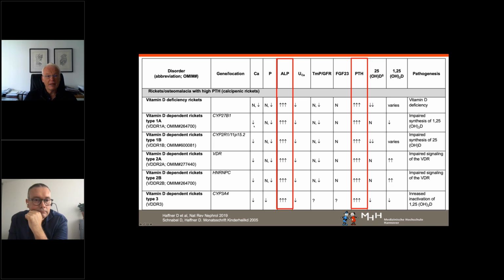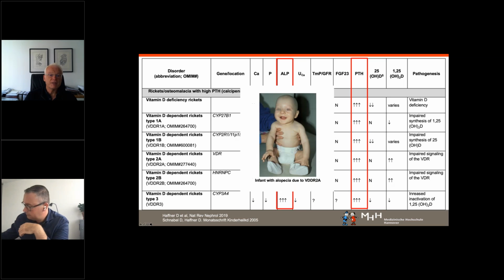In addition, many of those patients have a tendency for low calcium. However, it always depends on how long the disease has been present. And then you have to do a biochemical workup and then also the genetic workup. Sometimes it's easy, like in patients with vitamin D dependent rickets type 2A, they may show up with alopecia, so it's quite an easy diagnosis.